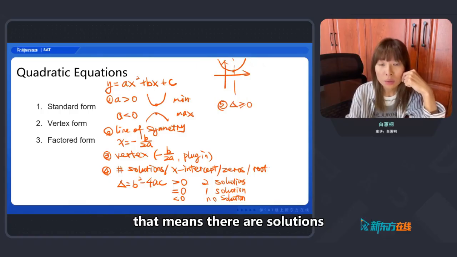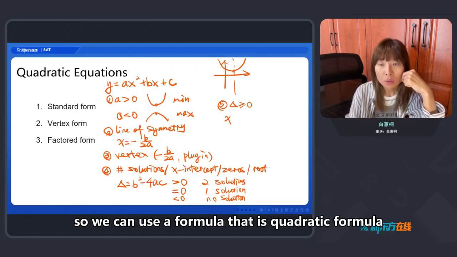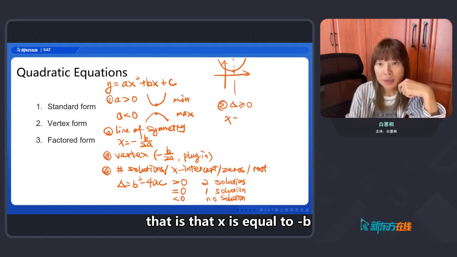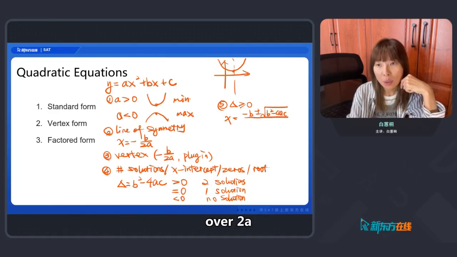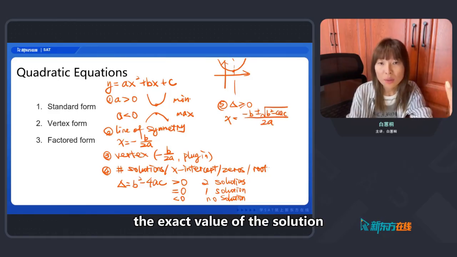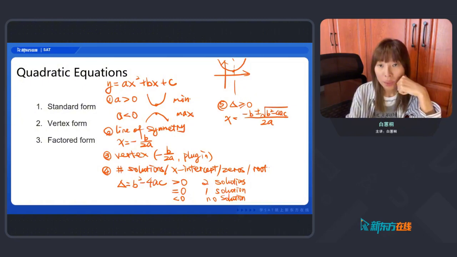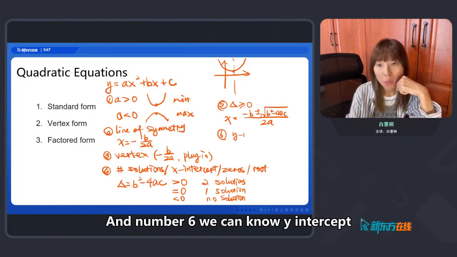And then number 5, if the discriminant is greater than or equal to 0, that means there are solutions. So we can use the quadratic formula, x is equal to negative b plus or minus the square root of b squared minus 4ac, over 2a, to help us know the exact value of the solutions. In number 6, we can know the y-intercept.